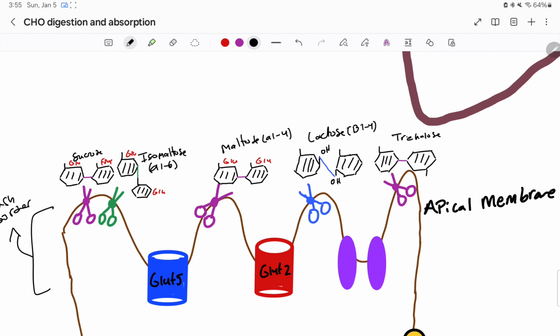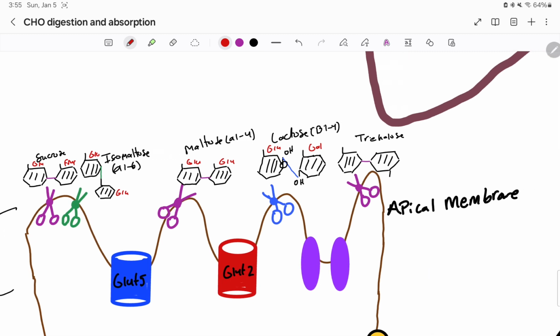Beta 1,4. Remember I said this carbon here, the first carbon, is an anomeric carbon, and if you look at it, the hydroxyl group is pointing up. So if it's pointing up, that's a beta bond, okay? And it's between the 1 carbon of this molecule and the 4 carbon of this molecule. Now, what is lactose made up of? It's made up of glucose and galactose.